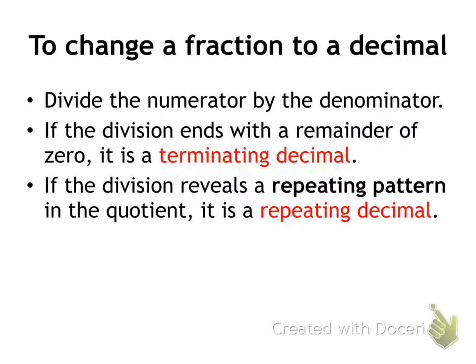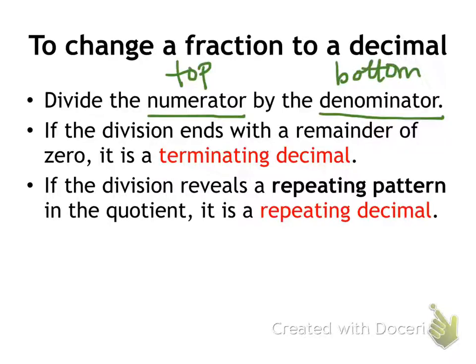Alright, to change a fraction to a decimal, it's fairly simple as long as you have a calculator. You're just going to divide the numerator by the denominator. Important, numerator is the number on top. Denominator is the number on the bottom. You've got to do it in that order: numerator divided by denominator.